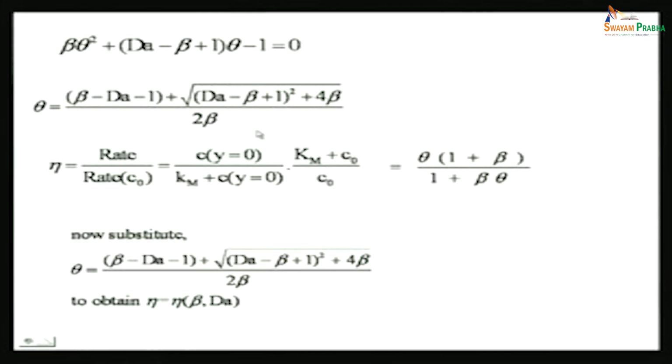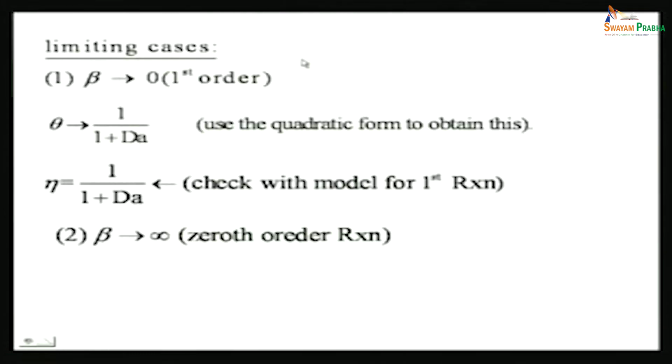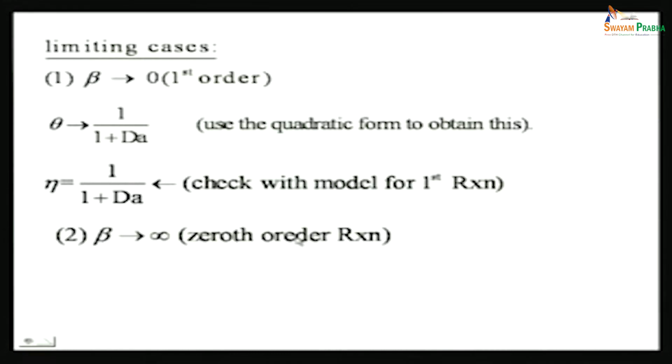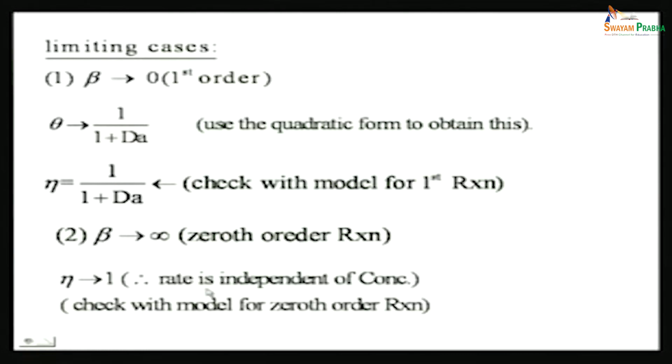Is it clear, Lisa? You cannot put it directly into the solution because this will blow up if you do. So, put it in the quadratic form and get it. Similarly, for beta going to infinity, you also have to put it into the quadratic form and get this, and what you will get is eta going to 1.